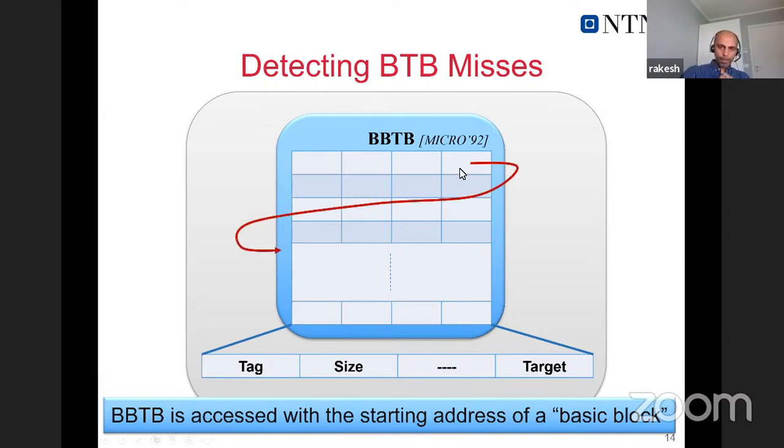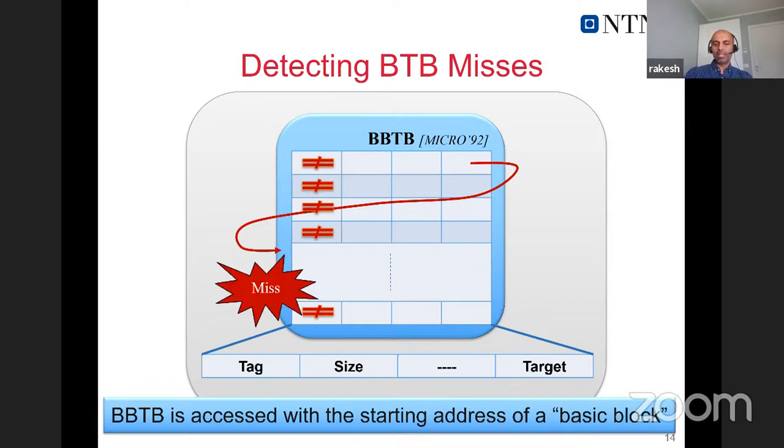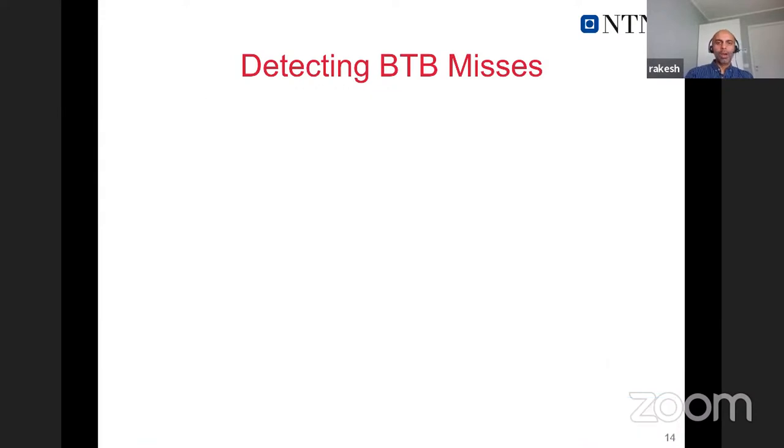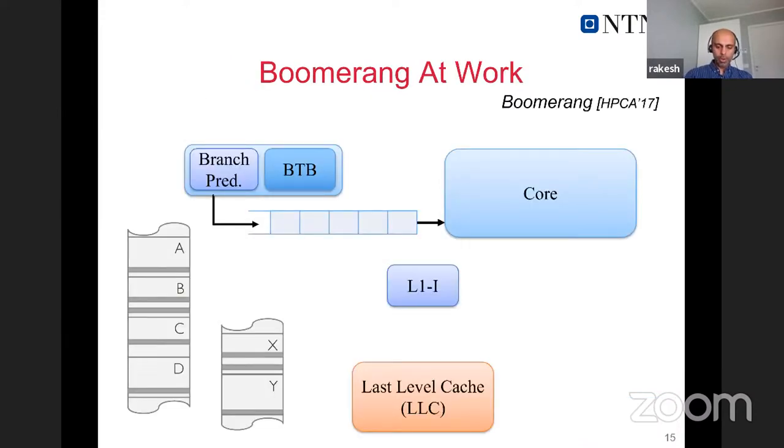Also, the target address is used to index the BTP again, because the target address is the beginning of a basic block and it will be then compared against all the tags in the BTP. And if you don't find that tag, that is a genuine BTP miss. This is pretty straightforward. Okay, so we have found the BTP misses now.